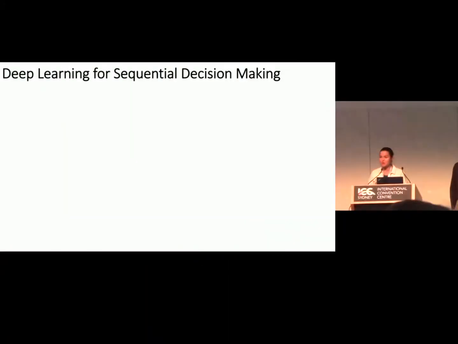Okay, so the topic of this tutorial is going to be on deep learning for sequential decision making. And what we mean by sequential decision making is the ability to take actions that affect outcomes and try to reason about those outcomes to figure out what actions we want to take.